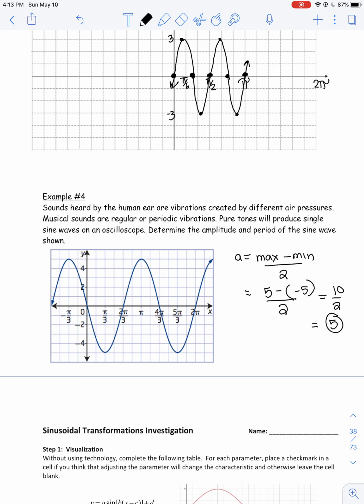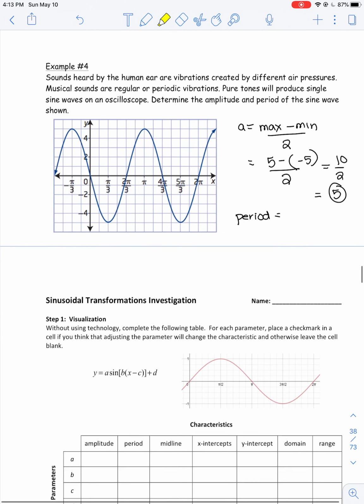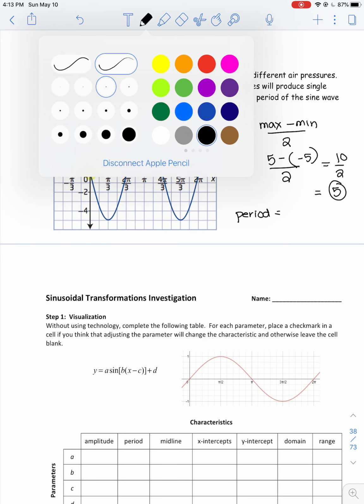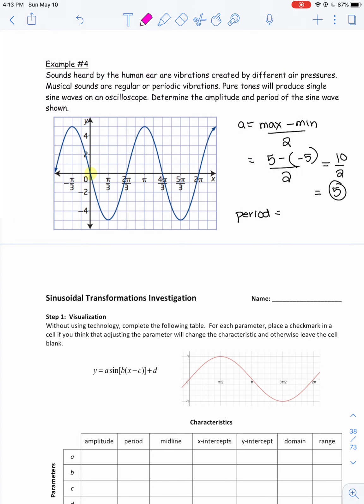Our amplitude is 5. Our period, what you want to do is you want to trace out what one cycle looks like. So I'll show you what that looks like. So as you can see, guys, we start at the value of 0 here. So we want to figure out where it goes and touches 0 again, but we need to make sure we have a maximum and minimum between those x-intercepts. So as you can see, it goes down to the minimum, then it comes back up to the maximum, and then where it goes to x-intercept, right here, this is your period distance.